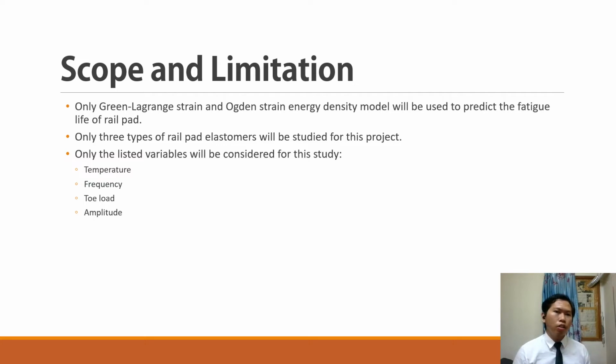Other than that, only 3 types of railpad elastomers will be studied for this project. Also, only the listed variables below will be considered for the study, which are the temperature, frequency, toe load, and amplitude.